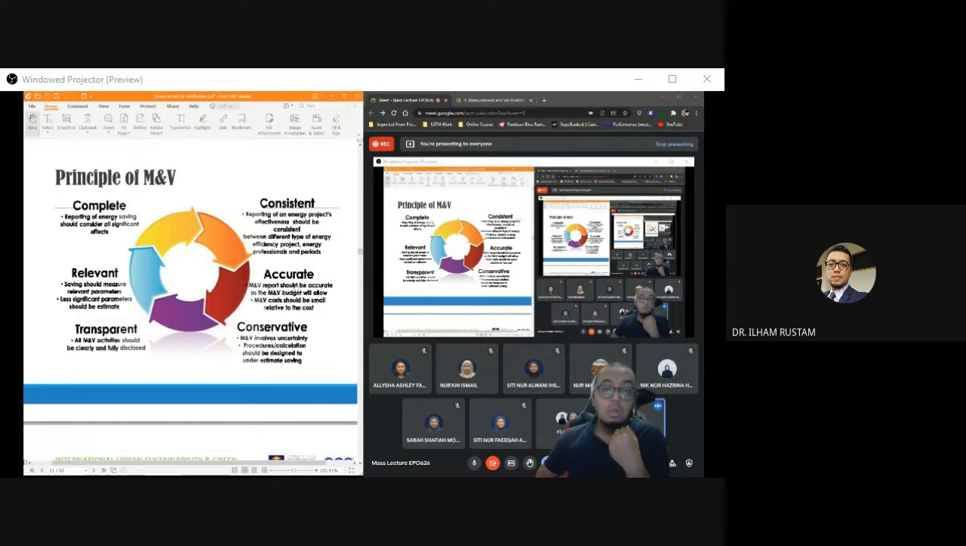Accurate: the accuracy should accurately reflect the budget being given. And also the cost of the MNV itself should be small relative to the overall ECM cost.